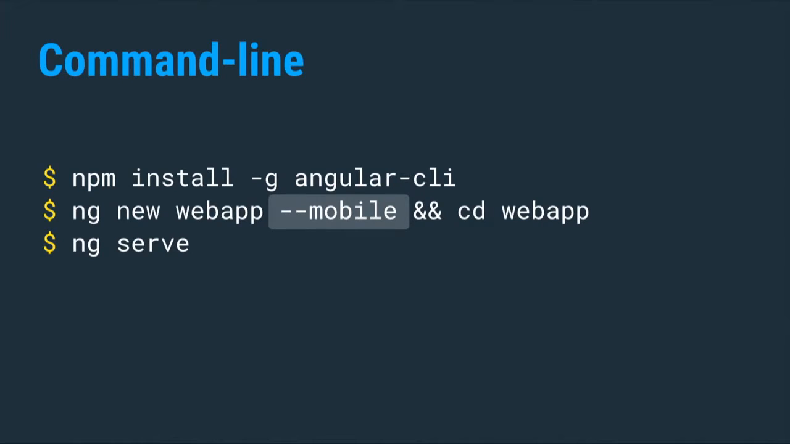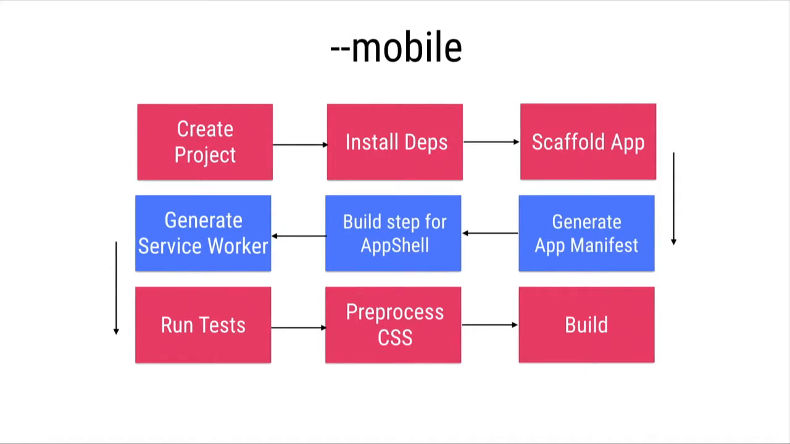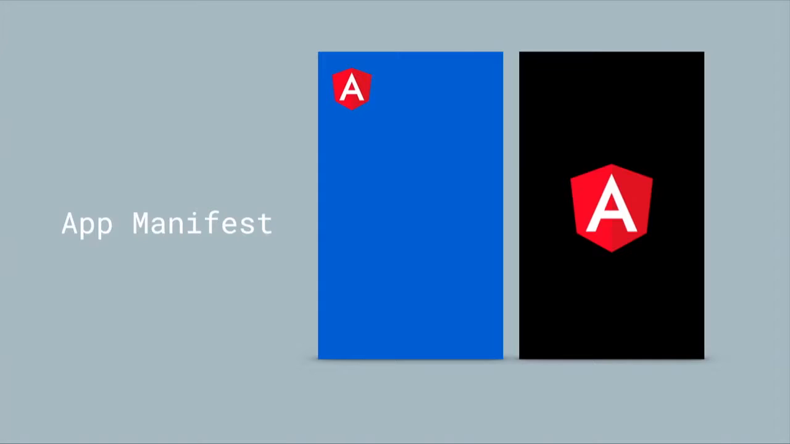Now, one thing to keep in mind is a new flag called mobile. What mobile will give you is all of this. When you create a new app, it's going to give you a few extra things that help you make a progressive web app. Things like scaffolding out a web application manifest, a build step to generate your application shell for your application's root component, and service worker support for application caching. So things like add to home screen are possible.